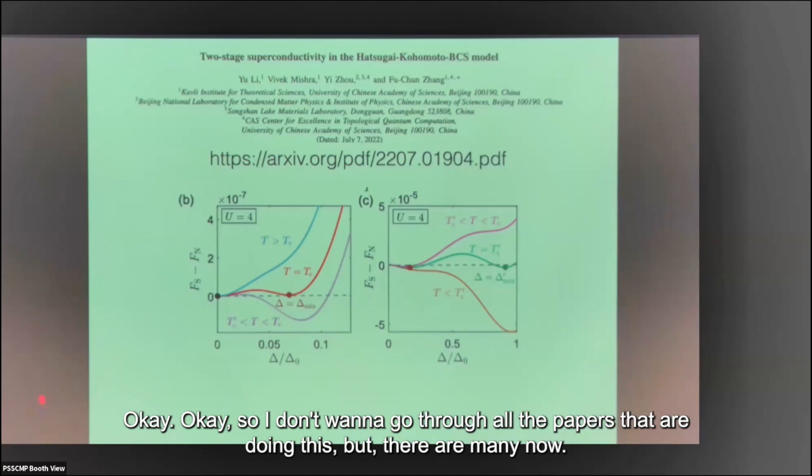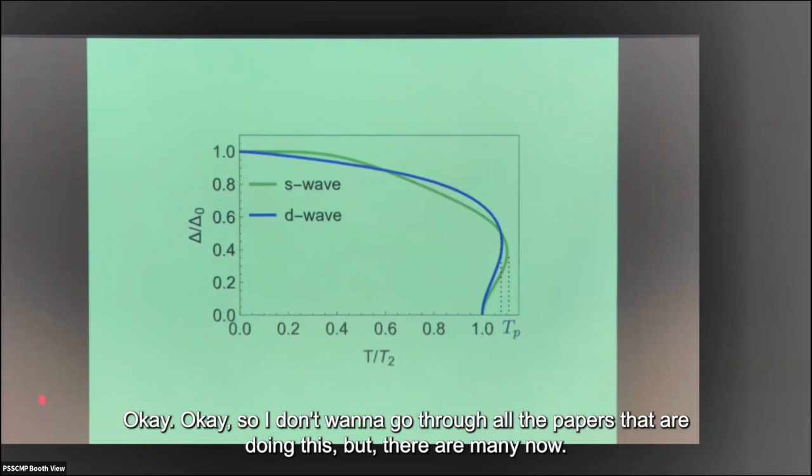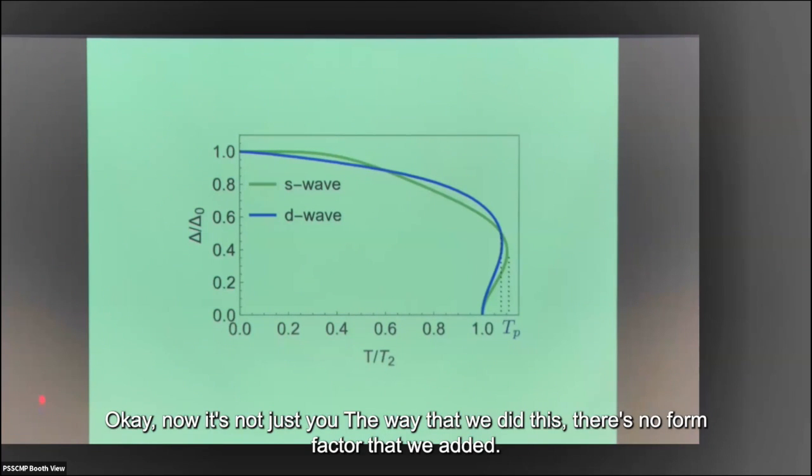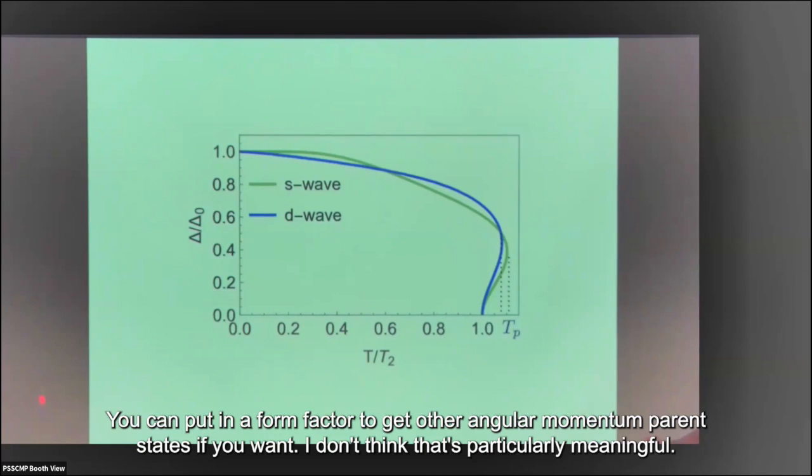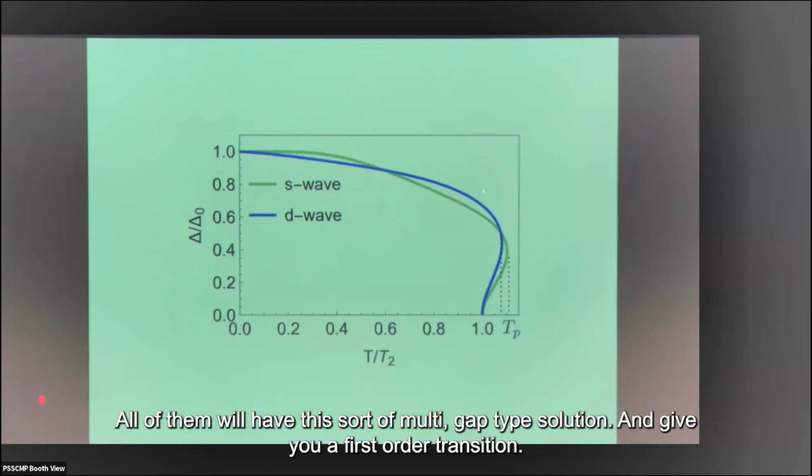Okay, I don't want to go through all the papers that are doing this, but there are many now. It's not just the way that we did this; there's no form factor that we added. You can put in a form factor to get other angular momentum pairing states if you want. I don't think that's particularly meaningful. All of them will have this sort of multi-gap type solution, and hence give you a first order transition.